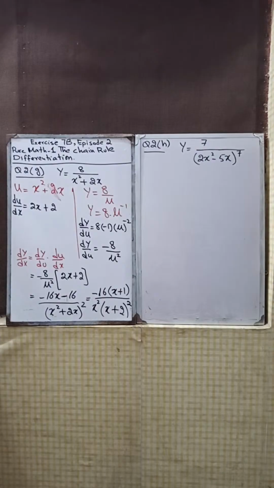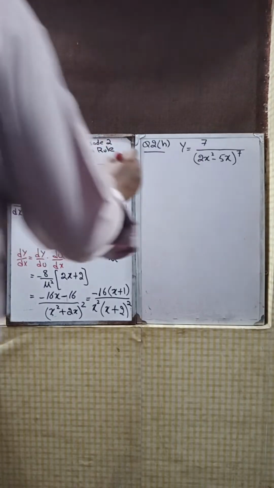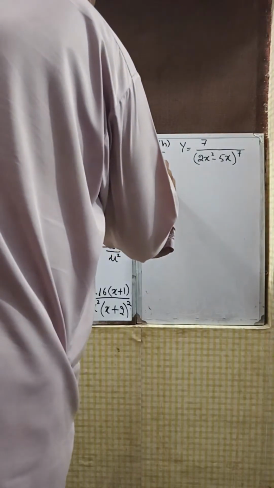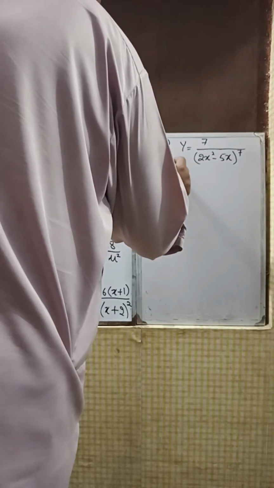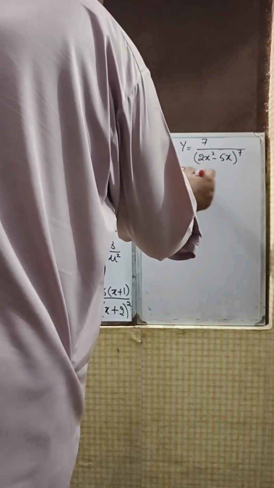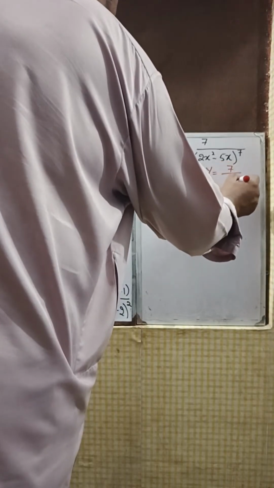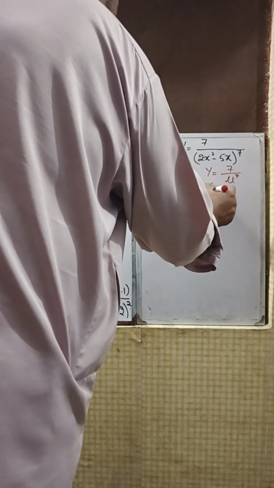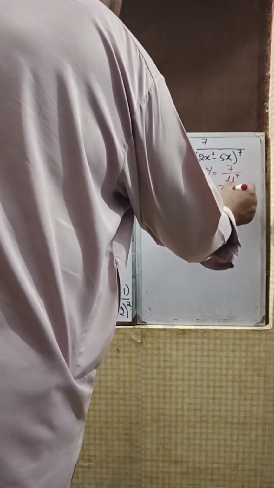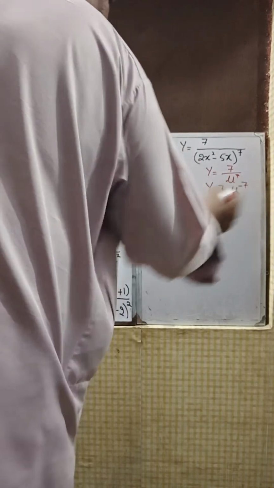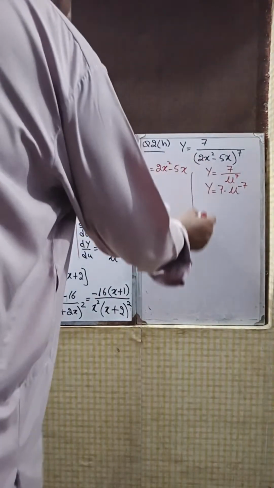We have to differentiate it, and for differentiating it we have to use the chain rule. So we will suppose that u is equal to 2x square minus 5x. So y is equal to 7 divided by u raised to power 7, which will become 7 into u raised to power minus 7. Now I will differentiate them.